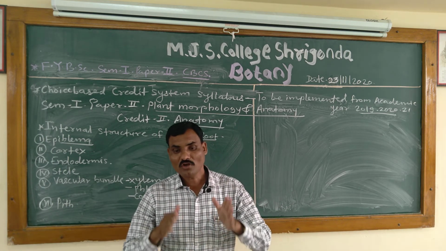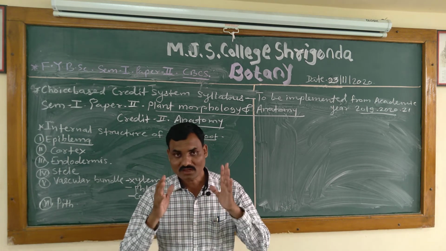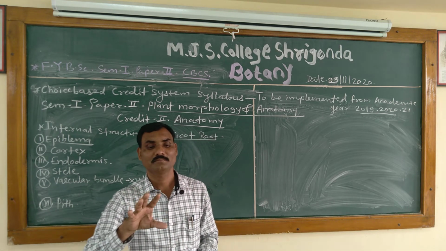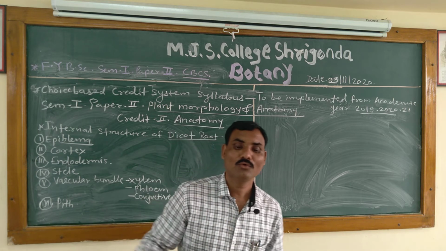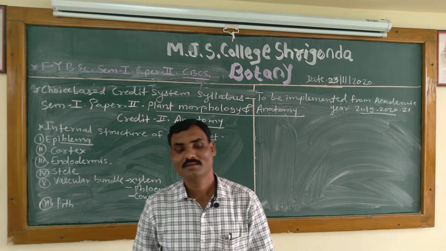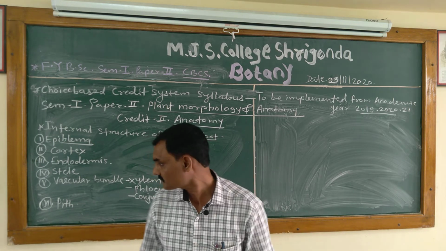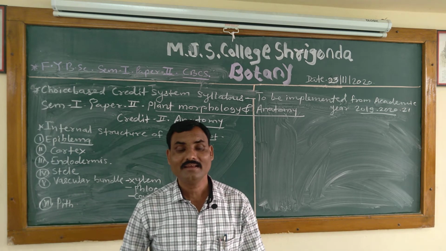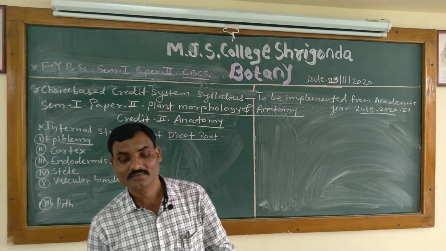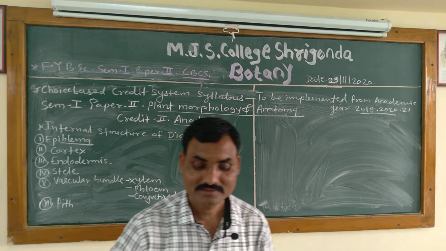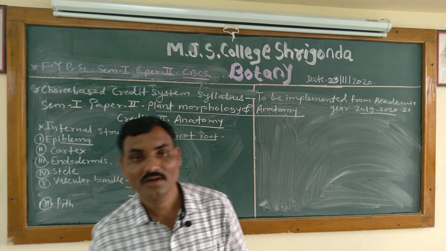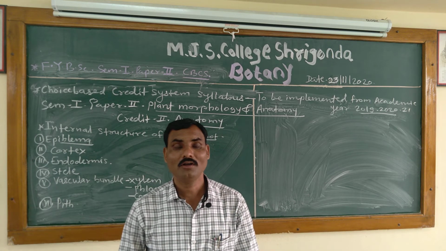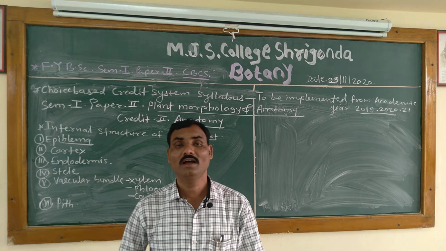Then stele is composed of pericycle, fascicular bundles, conjunctive tissues and pith, means stele has 4 to 5 different types of cells. What about vascular bundles? Vascular bundles are radial type where xylem and phloem bundles are placed on different radii. 4 patches of xylem alternate with 4 patches of phloem.